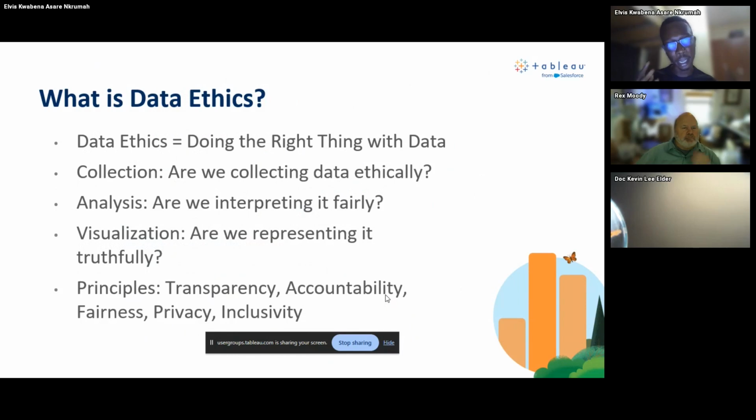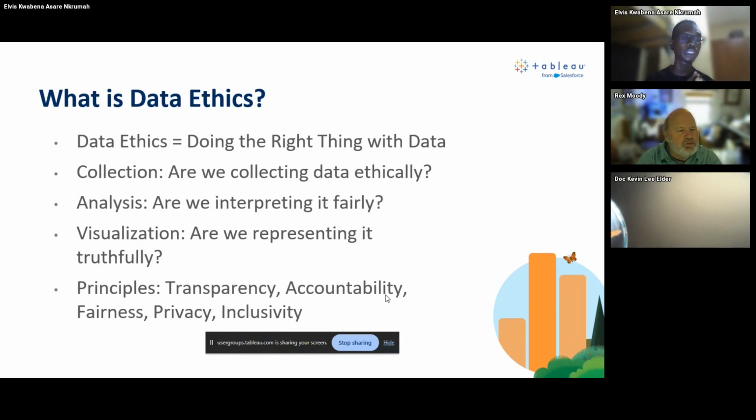Now, what is data ethics? As data professionals, I've made a summary of what data ethics is. So, data ethics is doing the right thing with data. Now, when we say doing the right thing with data, we are looking at it in three aspects. One, in collection. Are we collecting the data ethically? Are we collecting the data unbiased? Are we collecting the data without any discrimination? Second angle, in terms of analysis, are we representing our data fairly? Is the data conveying the insights, or is our data not clean? Thirdly, in terms of visualization, are we doing the right thing with our visuals? Are we representing it truthfully?